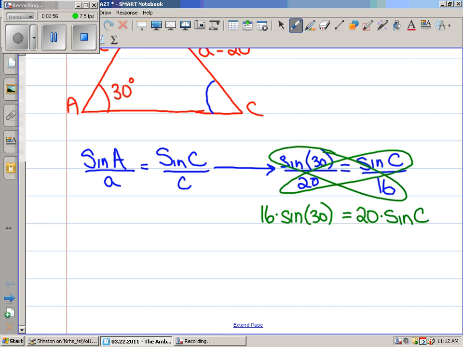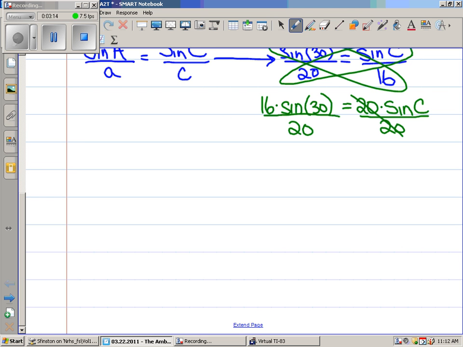Does everybody have a calculator? If you don't have a calculator, go get one. I'm going to pause. Even I had to get my own calculator, right? I'm now going to divide both sides by 20. Actually, let me just write it out. Keep it on that side. So 16 times the sine of 30 degrees divided by 20 equals the sine of C, right?